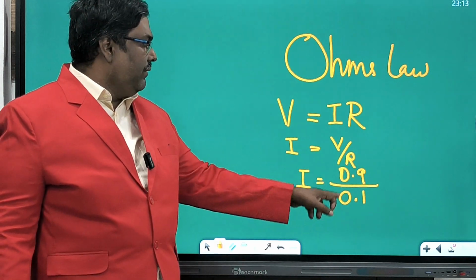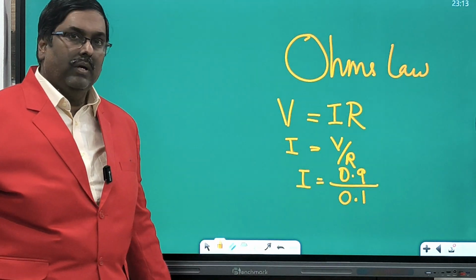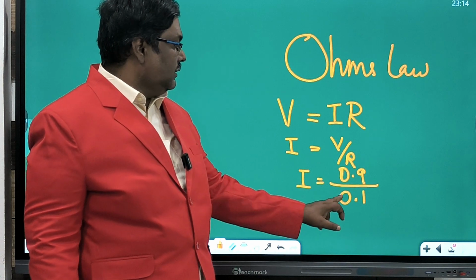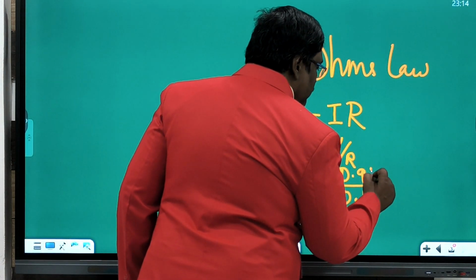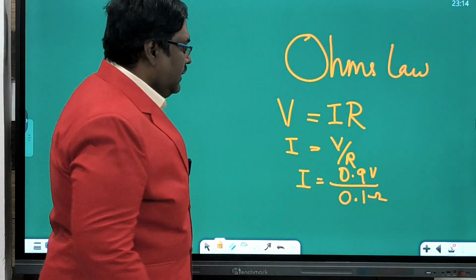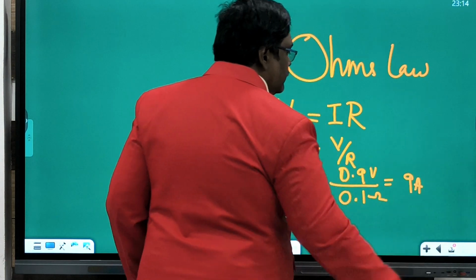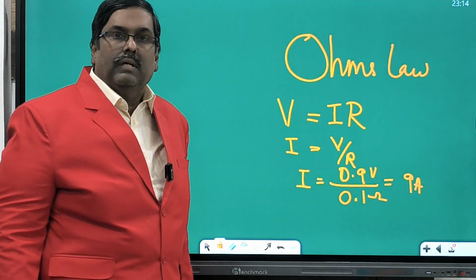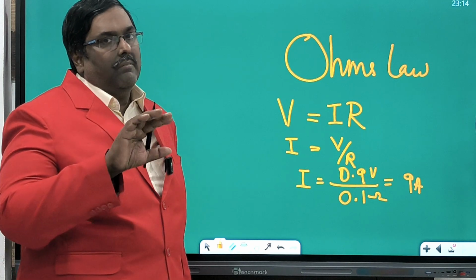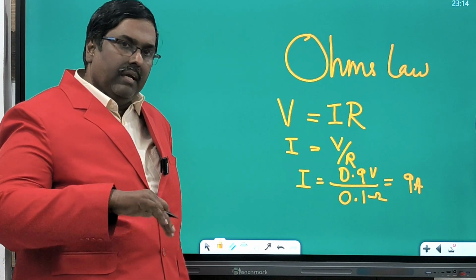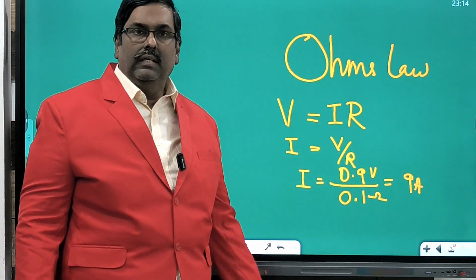By dividing these two, how much is there? 0.9 by 0.1. R is the resistance, this is 0.1 ohms, and this is the volt. If you divide it, you will get the answer 9 amps. With the voltmeter, we cannot directly read the amps, but we can read the voltage drop, and we can divide it by the resistance so that you can easily calculate the current.